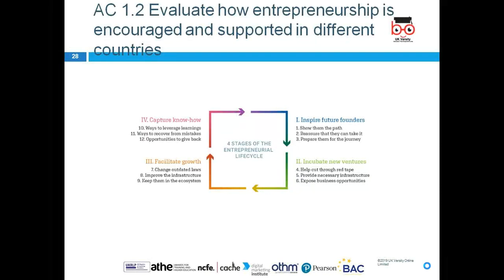So we're looking first at assessment criteria 1.2, which is all about evaluating how entrepreneurship is encouraged and supported in different countries. In different countries there are different stages, different people, and different government responses to help young entrepreneurs set up a business.